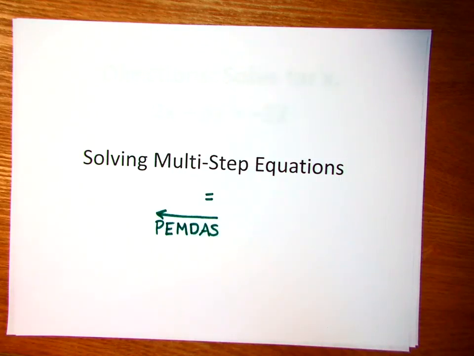This lesson is on solving multi-step equations. When you're solving an equation, typically what you're doing is you're taking the order of operations and you're going backwards because there's an equals symbol involved. Also, things you want to watch out for are the distributive property.